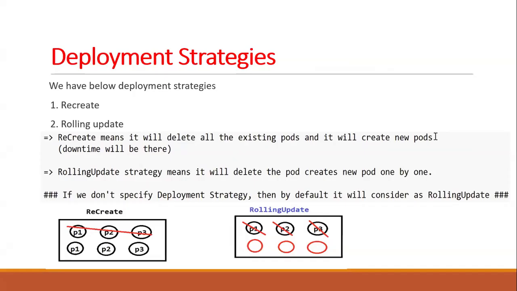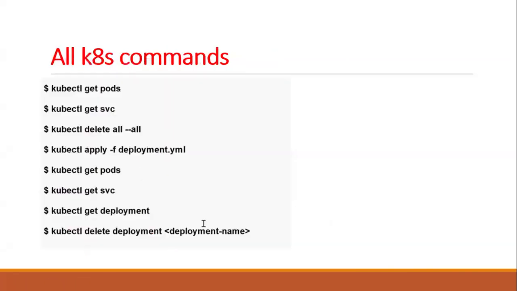I already told you this in the morning. Recreate means it will delete all the existing pods and create the new pods, so there will be downtime. The rolling update strategy means it will delete a pod and create a new pod one by one. If you don't specify the deployment strategy, by default it will be considered a rolling update. Recreate directly deletes all the pods, so there is downtime. Here it will delete one and create one, one by one. Guys, understood?